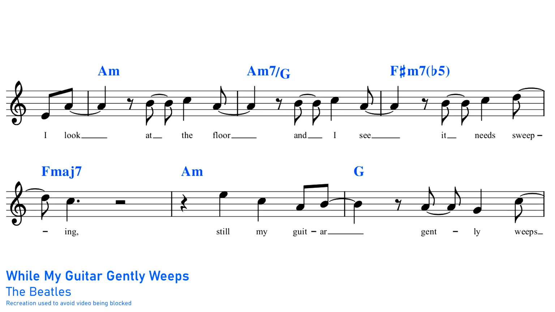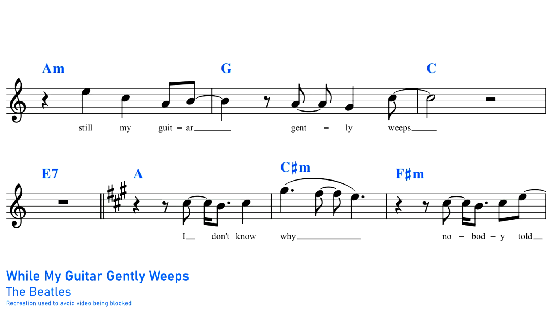While My Guitar Gently Weeps begins in the key of A minor. But the chorus is in the parallel major key of A major. As we approach the chorus, we get this E7 chord, which is the dominant chord in both the key of A major and A minor.